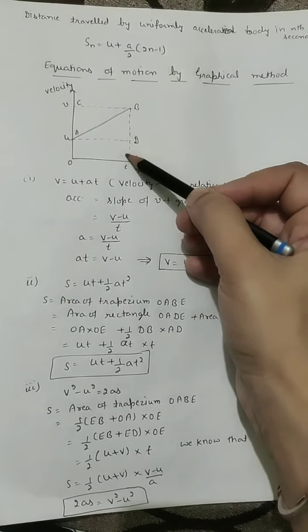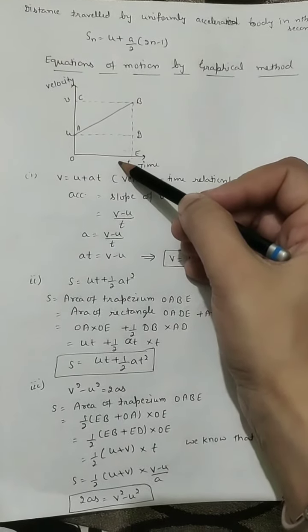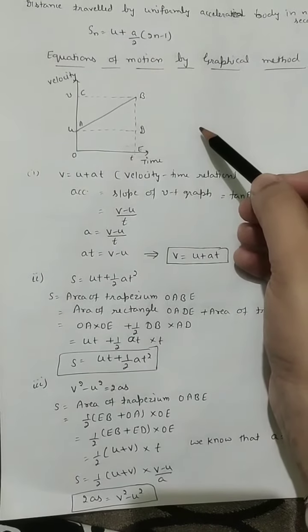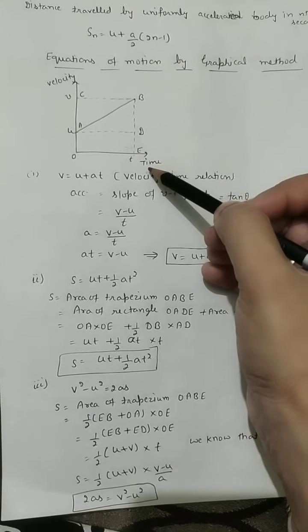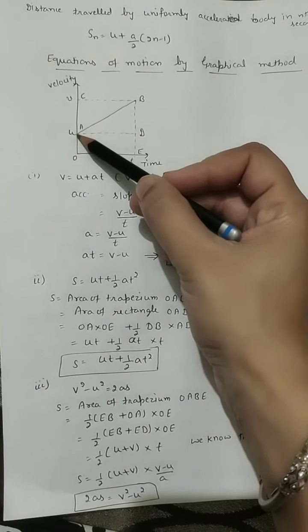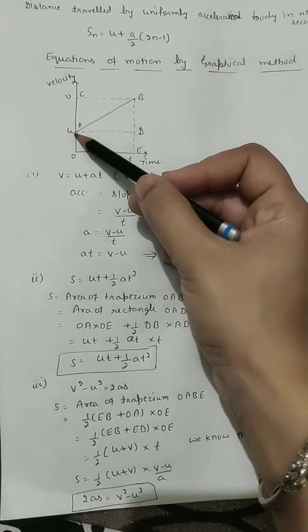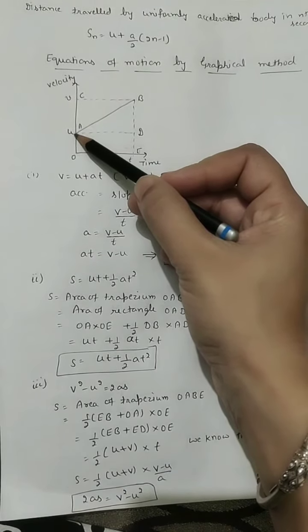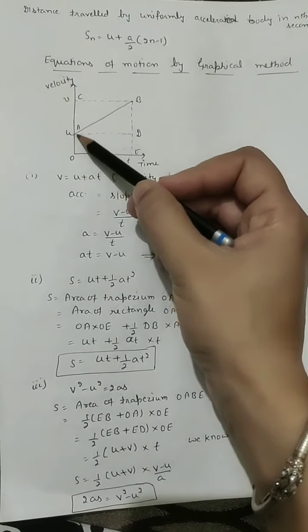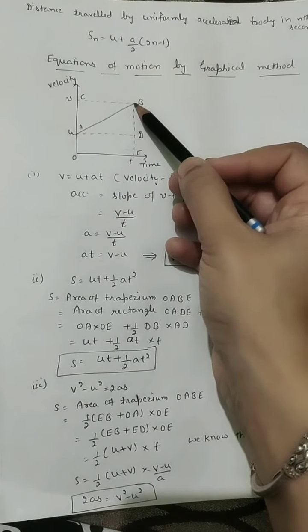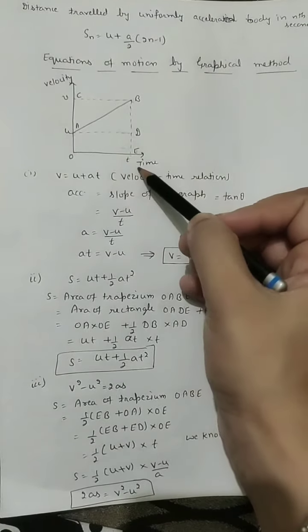Equations of motion by the graphical method. This is the second method. Previously, we discussed the algebraic method. Today, we will start with the graphical method. Firstly, we will plot a graph between velocity and time. Here, the graph starts when the object is moving with some initial velocity u, and the final velocity will be v. The line from A to B is uniform, and this axis represents the time.